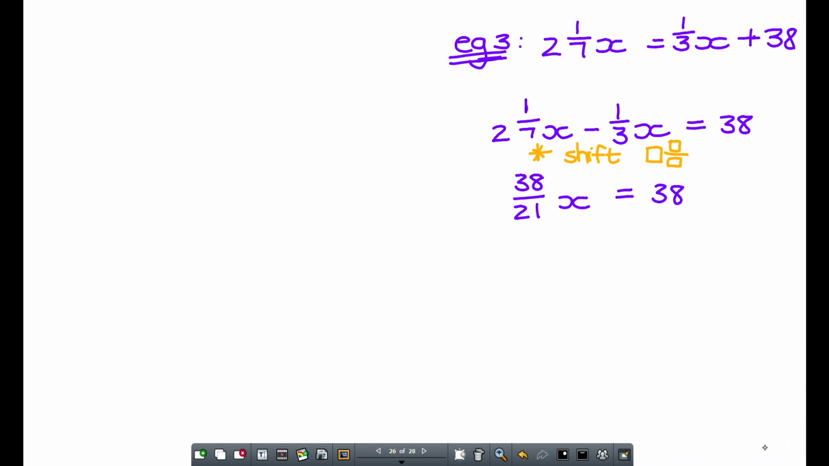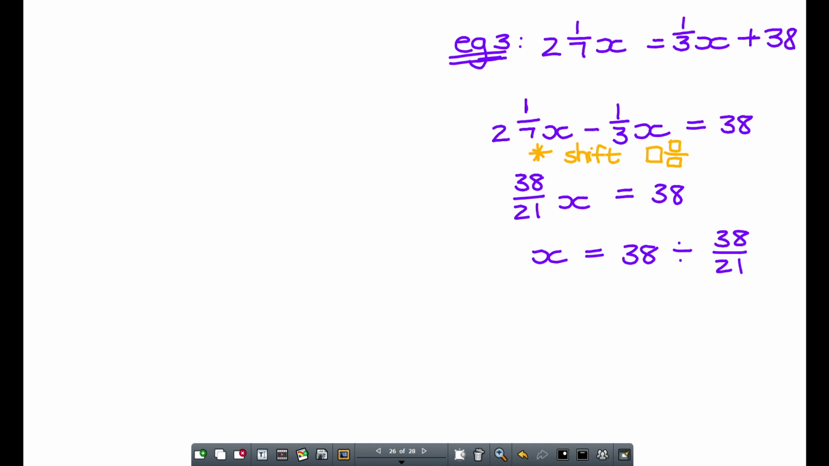Okay, now what do we have to do? We've got to get rid of this coefficient. So if I take it over, it's going to become divide. Okay, so x is equal to 38 divided by 38 over 21.